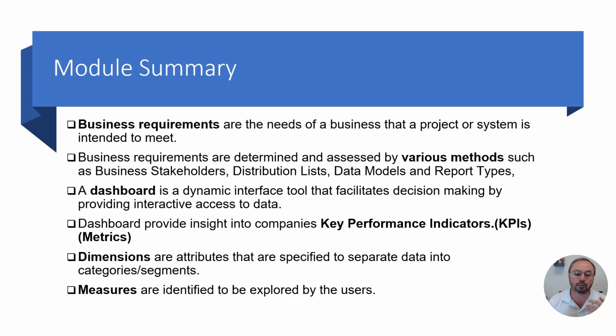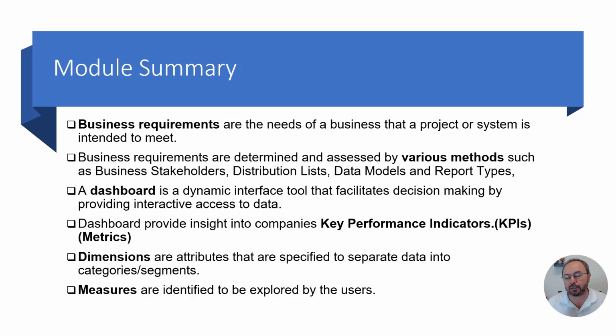Dimensions. Now, these are attributes that are specified to separate data into different categories, also known as segments. Now, the measures are used basically by the stakeholders to explore the data. For example, what is the churn rate? What is the revenue target? What is the revenue miss?